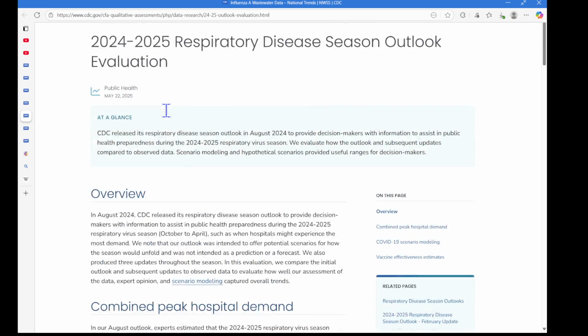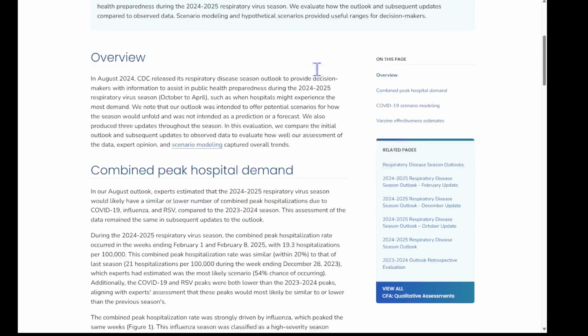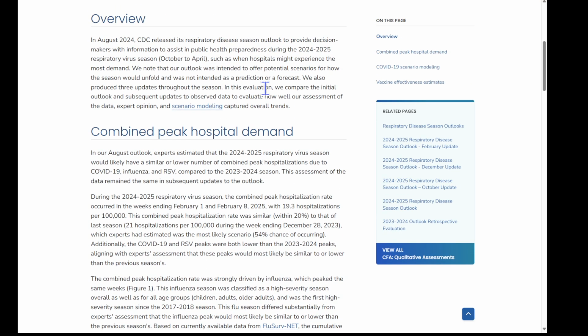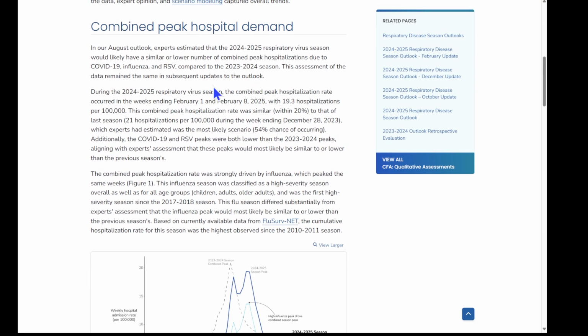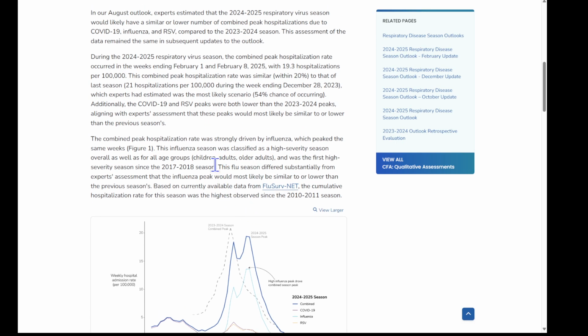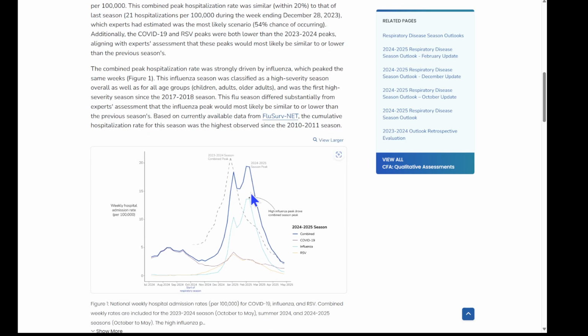So coming down here, as for the 2024-25 disease outlook, looking back on the season, the prediction for what was likely to happen was not necessarily that the flu would be as severe as it was. The flu season, according to the CDC's analysis, differs substantially from their assessment that the influenza peak would be similar to previous years. What they got right was RSV and COVID-19 had similar, although in this case they had less high peaks than they did in 2023 and 2024.